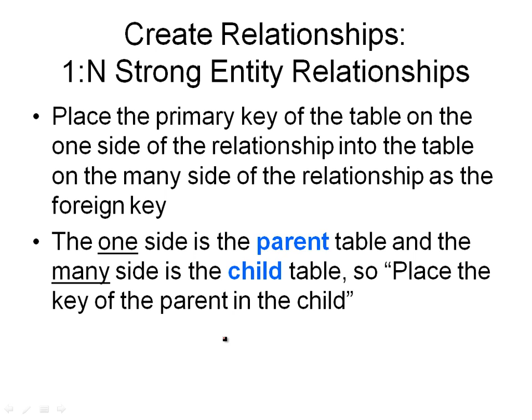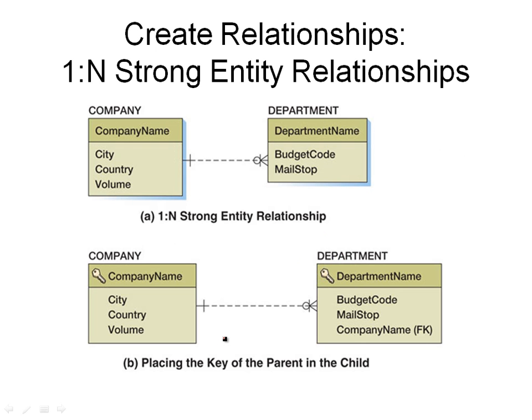The other relation is the one-to-many, where you place the primary key of the table on the one side of the relationship into the table on the many side of the relationship as the foreign key. The one side is the parent table and the many side is the child table. So place the key of the parent in the child table. This is an example where we have company and department. Then you will see that you need to put the company name as a foreign key in the department table.